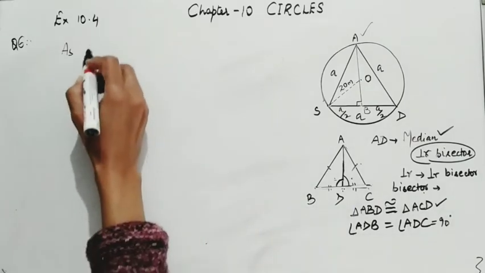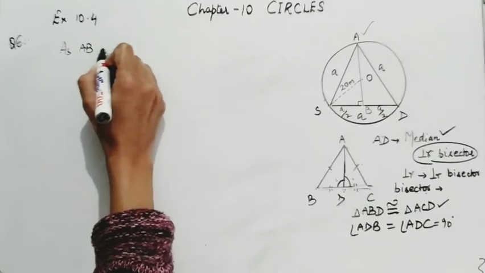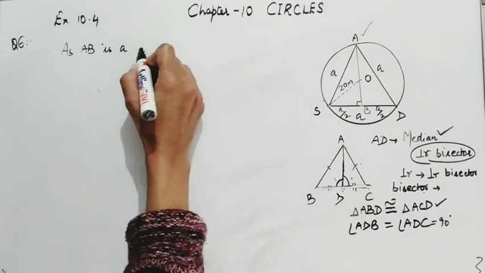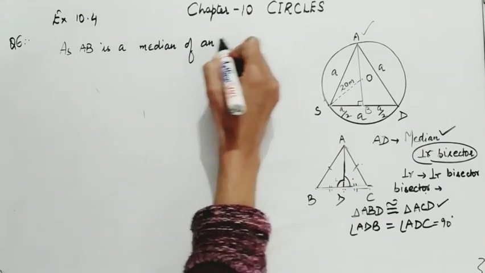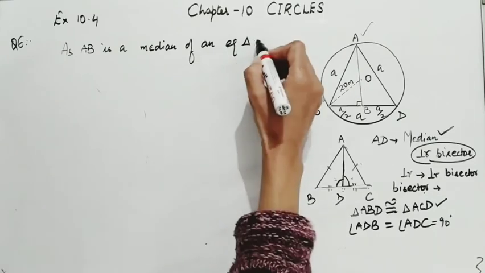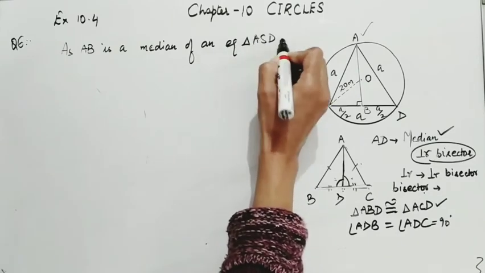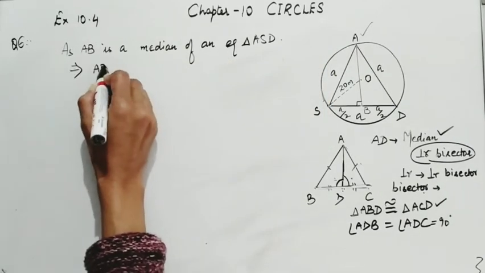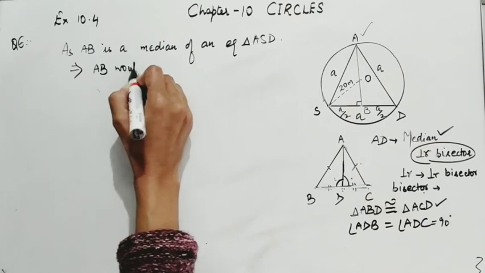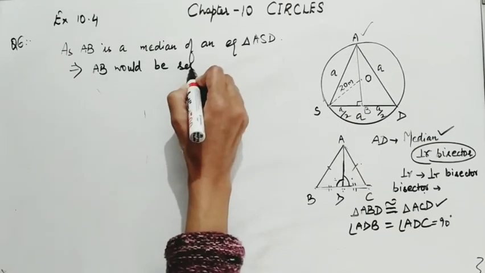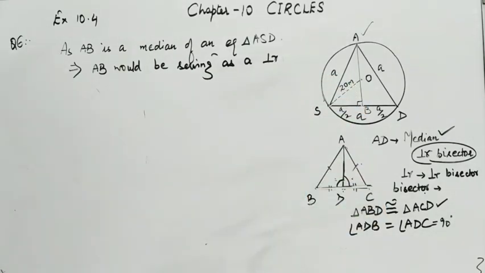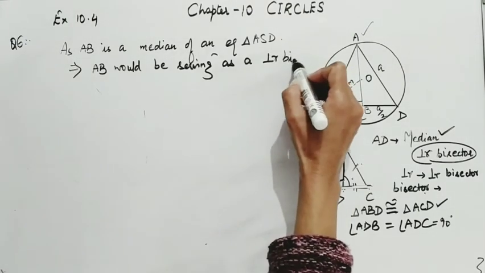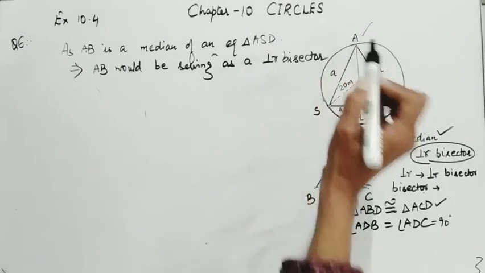Let me mention these details: as AB is a median of an equilateral triangle ASD, that implies AB would be serving as a perpendicular bisector. It is serving as a perpendicular bisector.